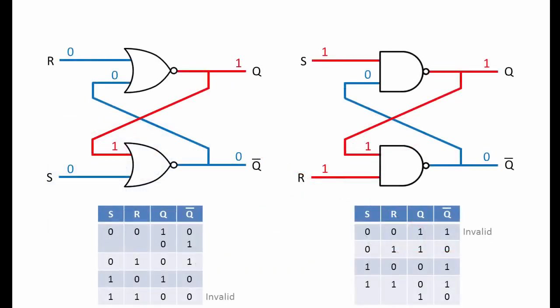To summarise then, an SR latch can be built from NOR gates or from NAND gates. Both types of latch do the same job, but they're just controlled in a slightly different way. The NOR gate based SR latch is set or reset with high logic. That is, it is an active high SR latch. The NAND gate SR latch, on the other hand, is set or reset with low logic. That is, it's an active low SR latch.